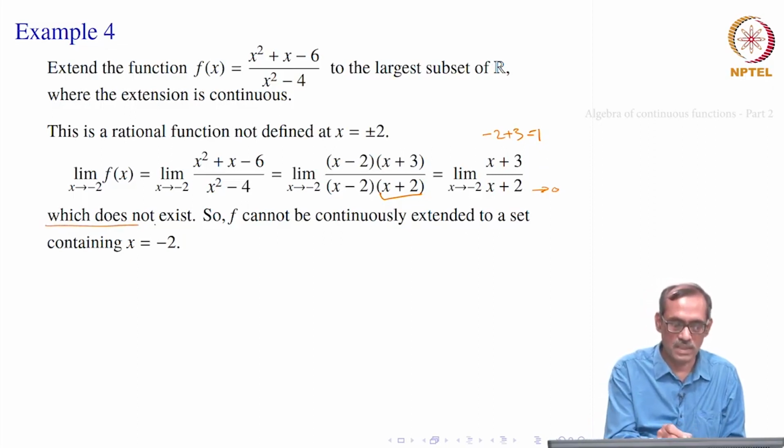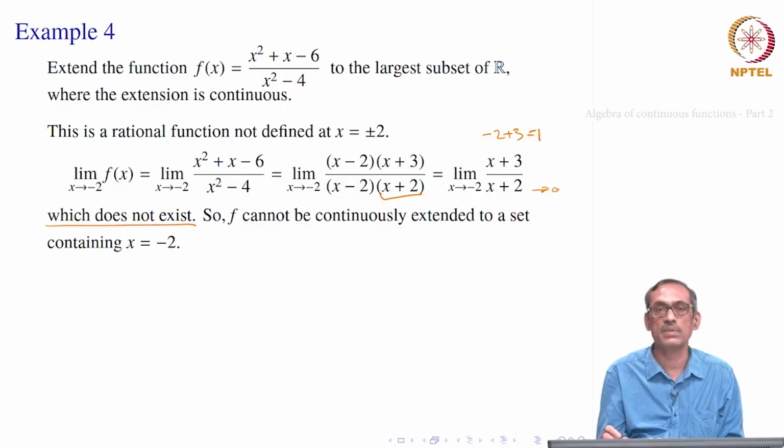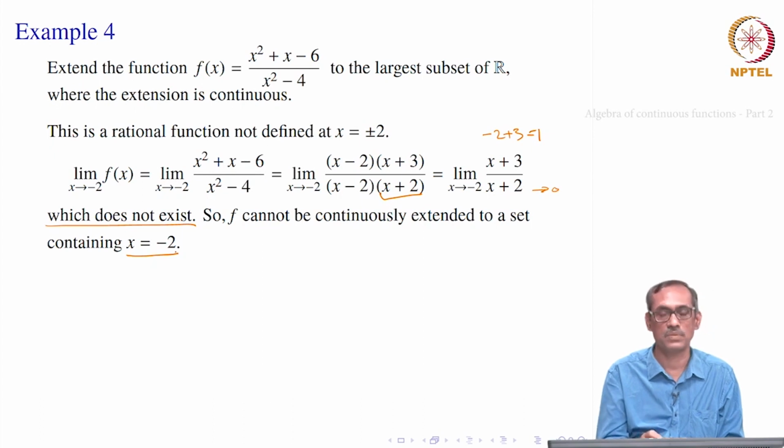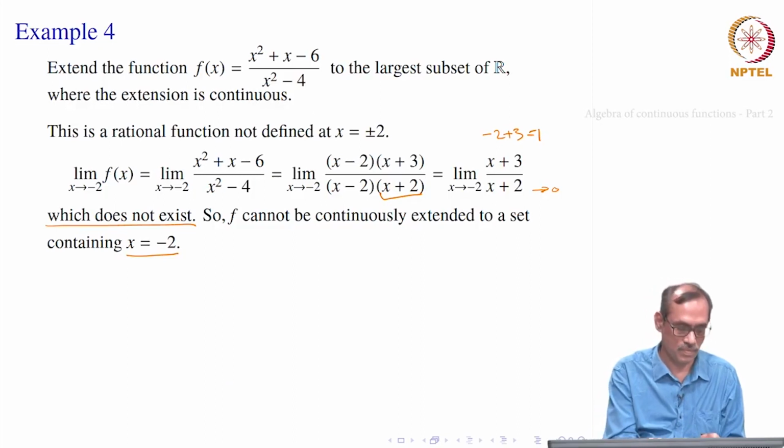So, since the limit does not exist, f cannot be continuously extended to include that point minus 2, right, because we needed the limit to exist, and then we can redefine f at minus 2 to be that limit, but the limit does not exist. So, we cannot continuously extend it to this point at x equal to minus 2. Okay. So, now we should think about the point x equal to 2.